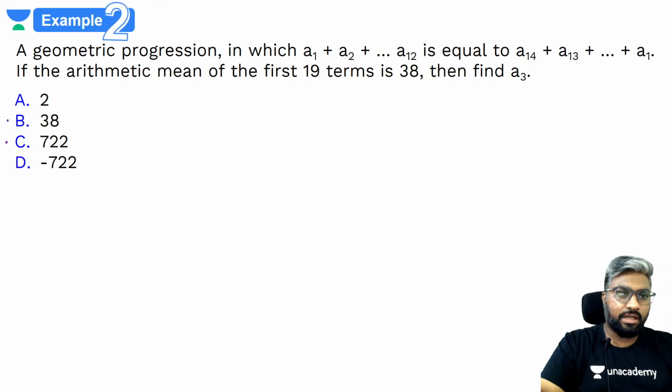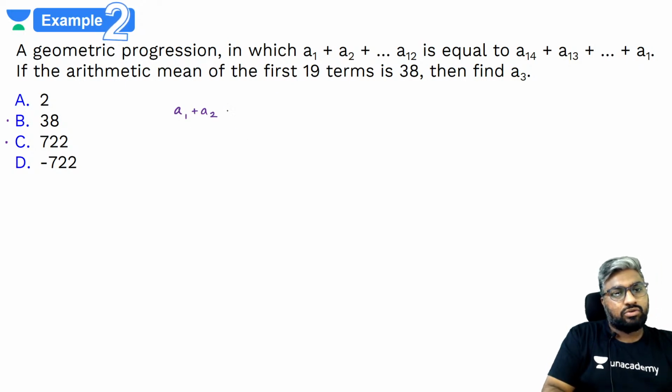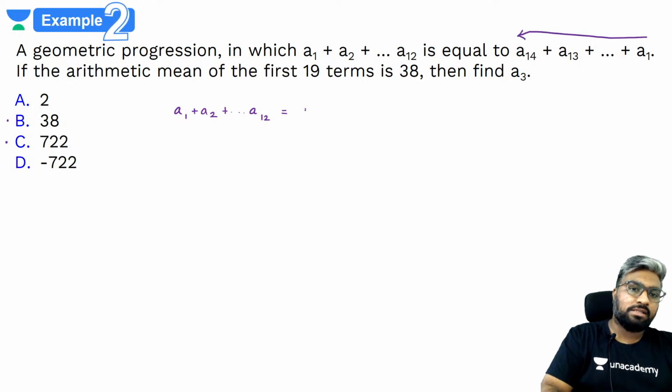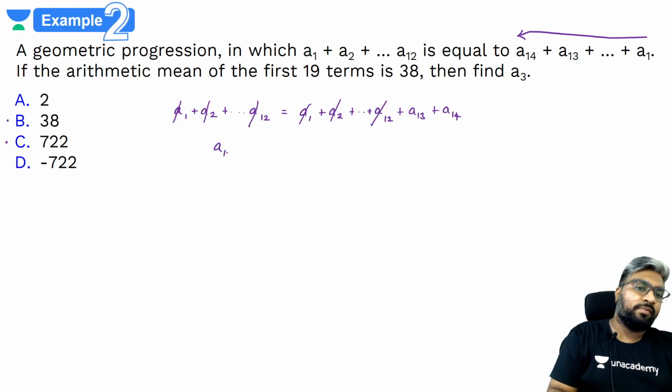तो पहले देखते हैं क्या बोल रहे हैं लोग। They're saying in a geometric progression A1 से लेके A12 का sum is equal to A1 से लेके A14 का sum. That basically means A1 plus A2 all the way till A12 is equal to A1 plus A2 all the way till A12 plus A13 plus A14. तो यहाँ पे सारे terms cancel out हो जाएंगे, ultimately we get that A13 plus A14 is equal to 0.